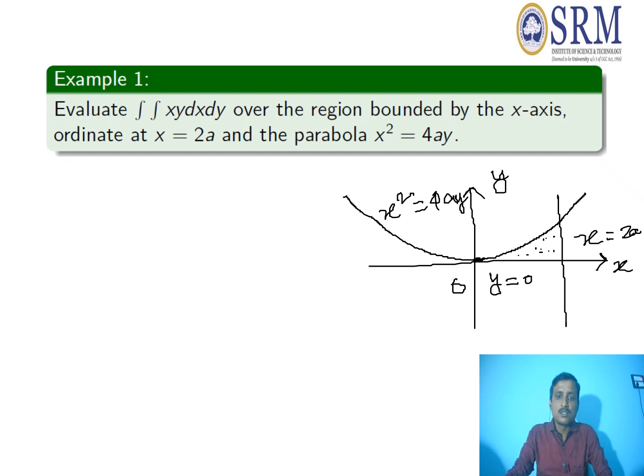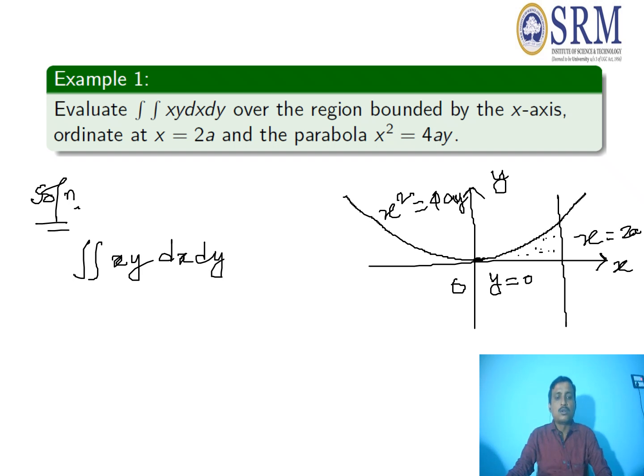So what is the question? We are going to evaluate this problem over the bounded region. That means we are going to find the area of this region by using double integration. In the question it is given double integration of xy dx dy.